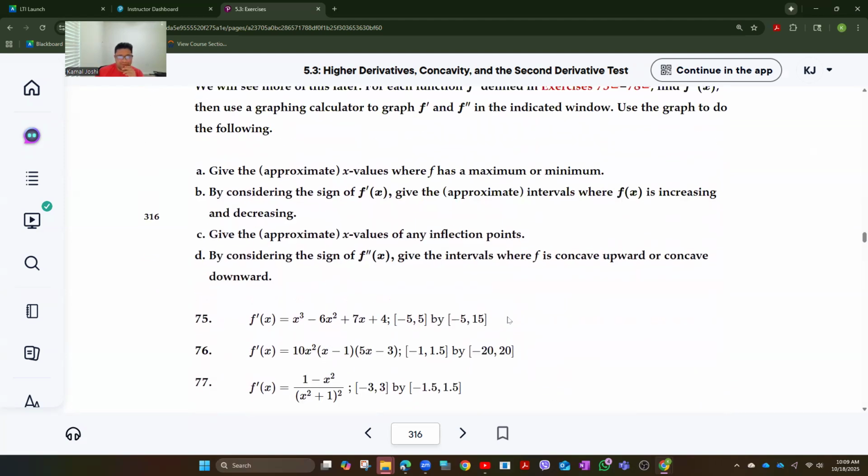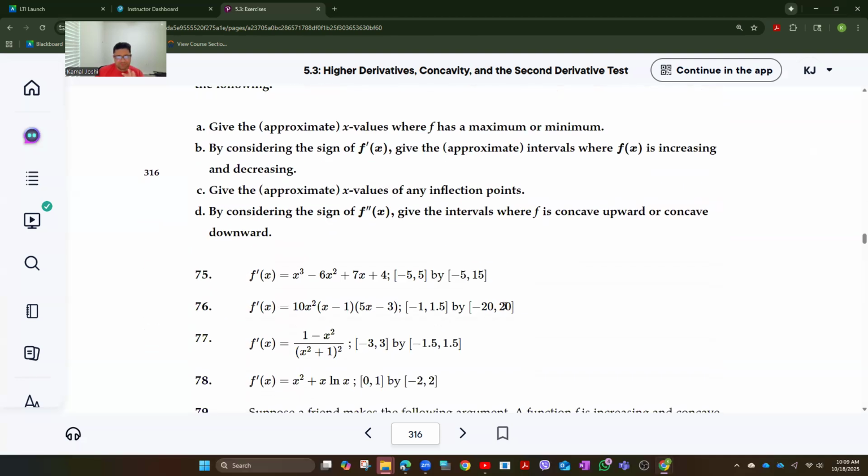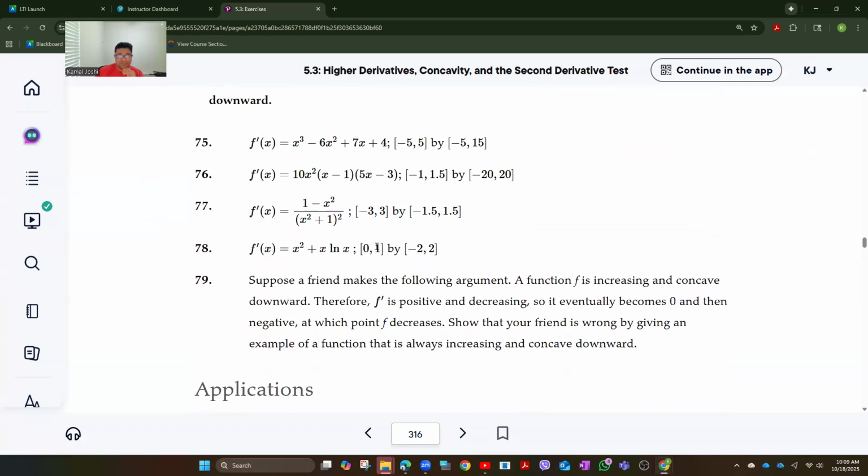What is it saying? Give approximate values where x is min, max. Intervals where it is decreasing, increasing. Inflection points. Okay. So this exercise below this, from 75 onwards, is asking you to do the same exercise, but now you restrict to that interval.